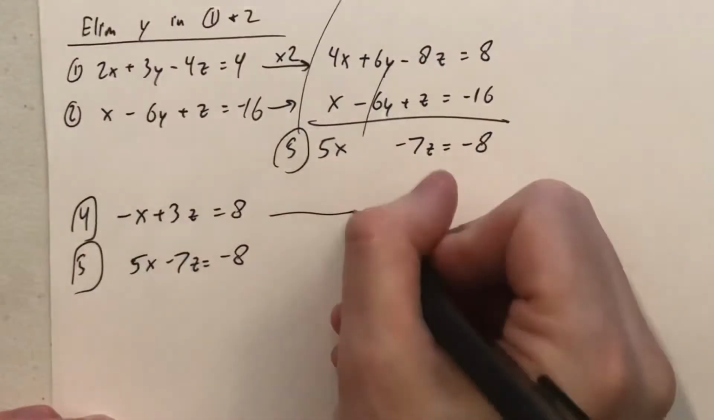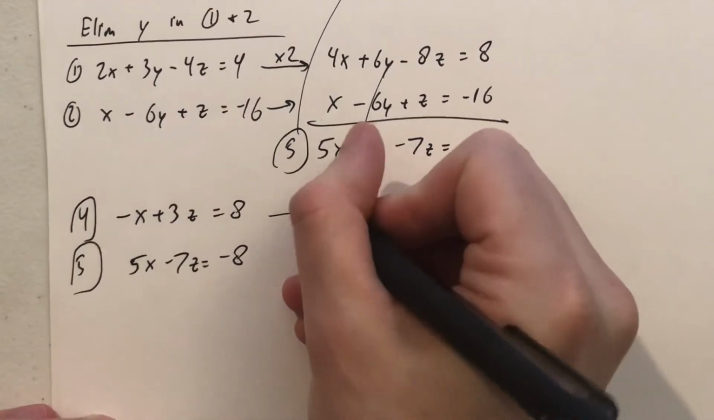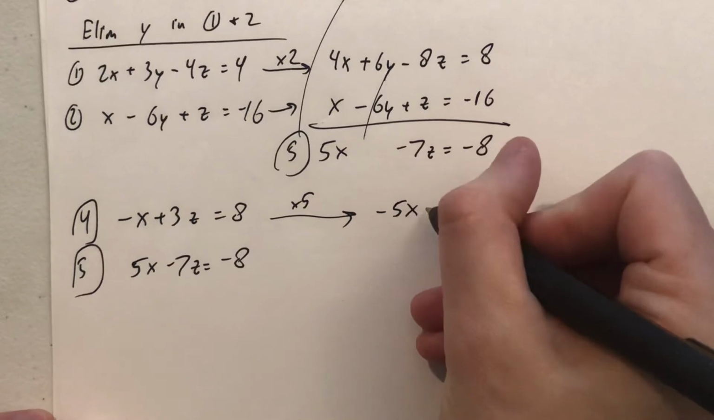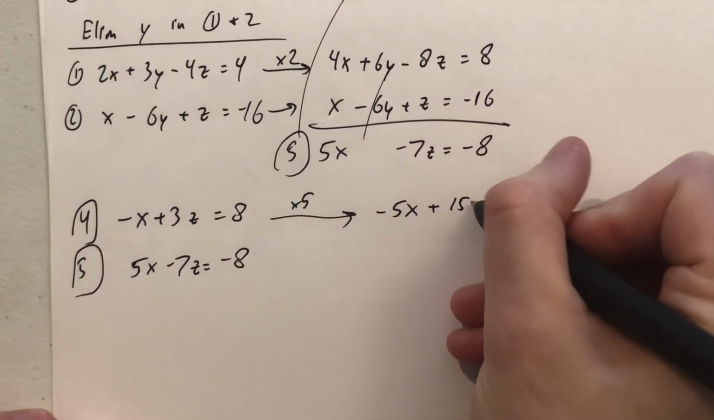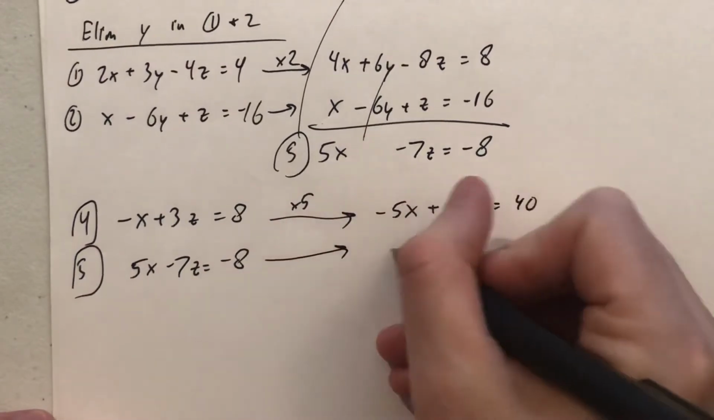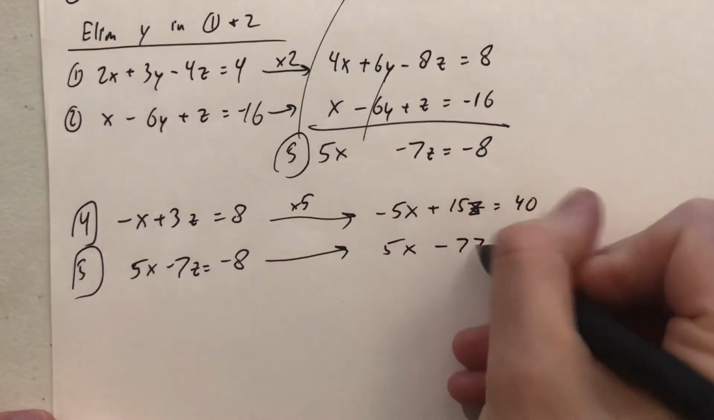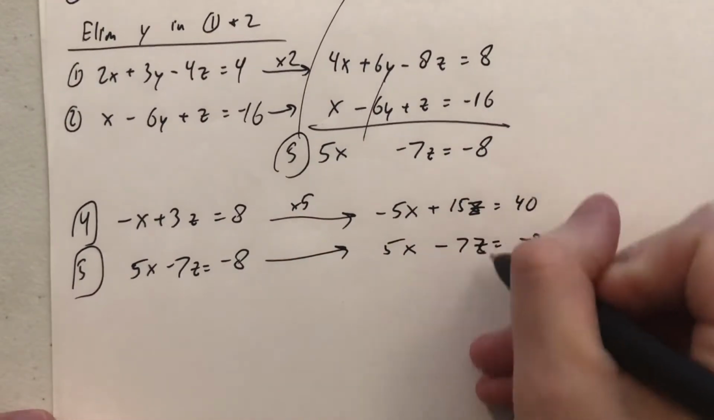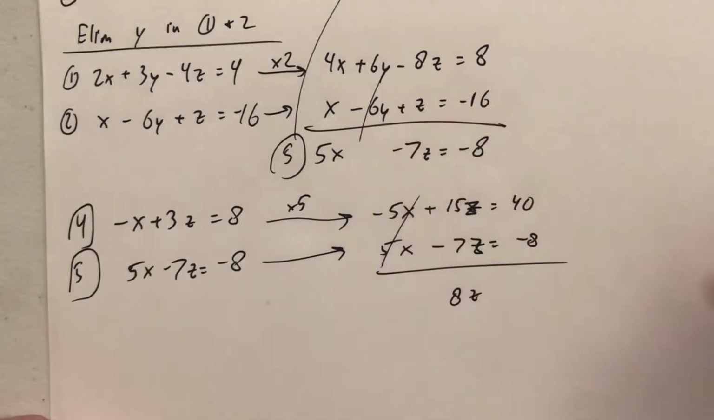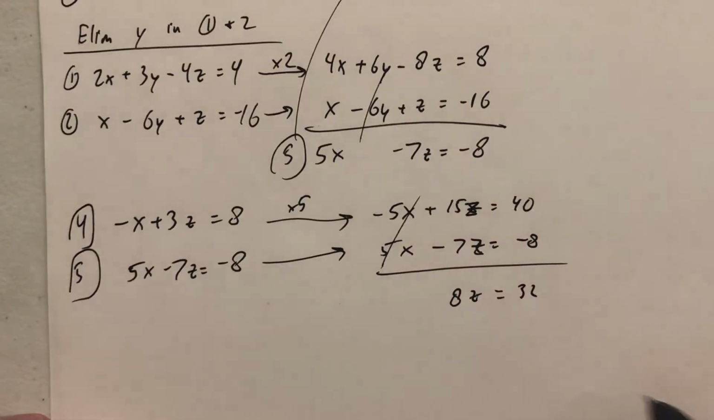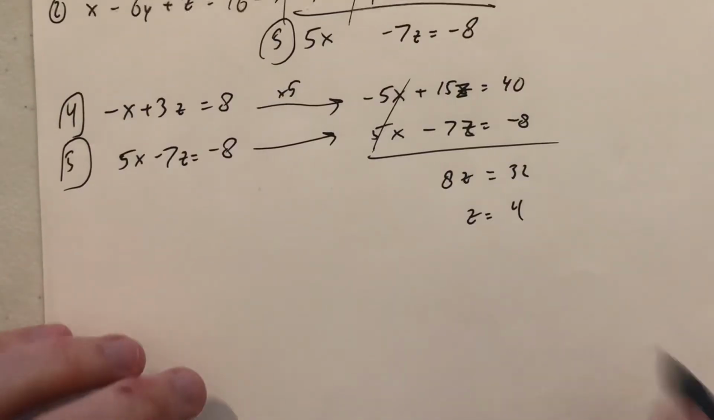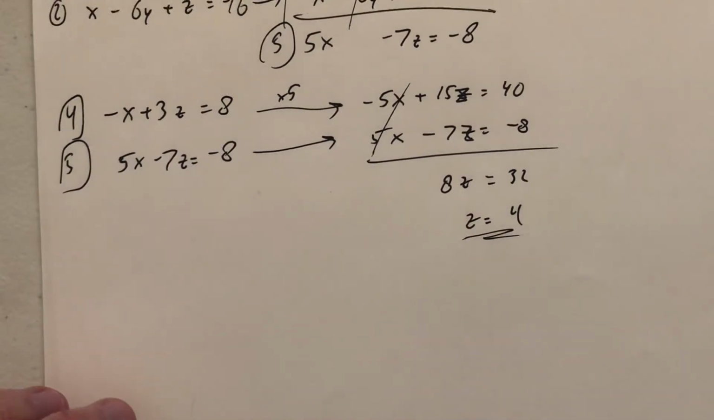And I would say simplest here is going to be to eliminate the x by multiplying by 5, because then I'll have negative 5x plus 15z equals 40, and positive 5x minus 7z equals negative 8. And that will leave us with 8z, because those eliminate, equals 32. Divide by 8, and z equals 4. So there's our first number.